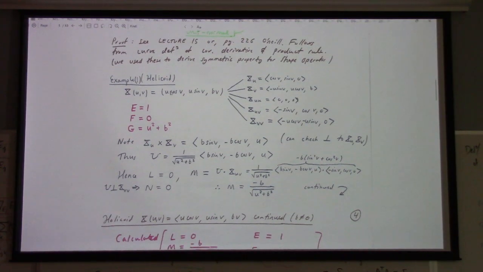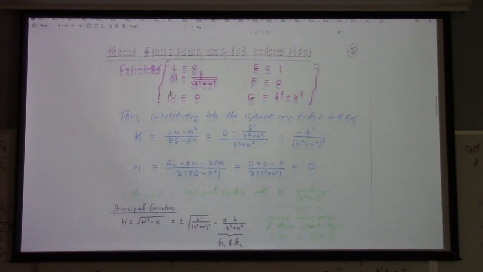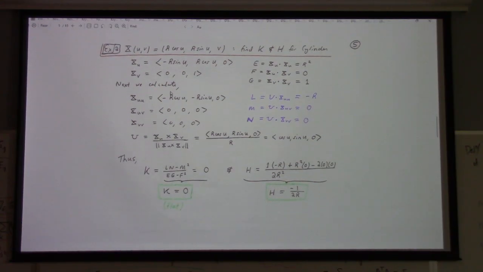There is something to see here though. There's something called a helicoid. A helicoid has E equals 1, F equals 0, G equals that, because of these calculations. And there's also something called a catenoid. Oh man, I don't have the catenoid. Dang it. Well, here's a cylinder.